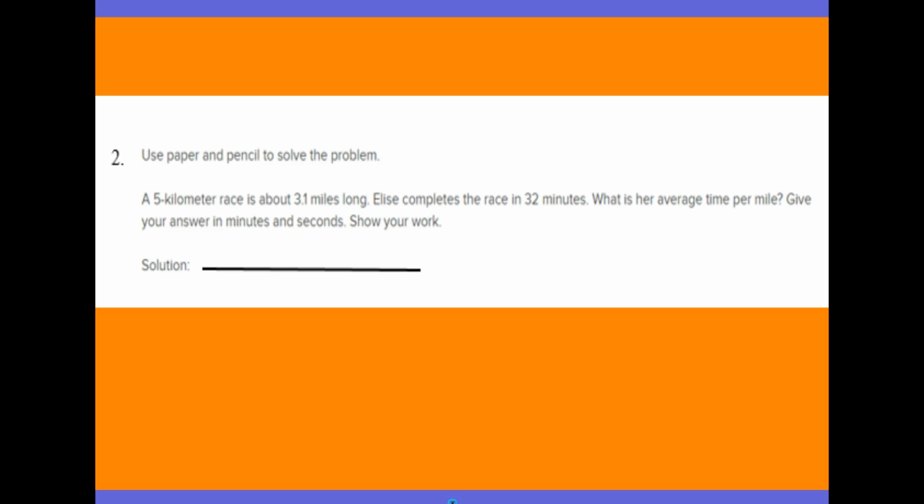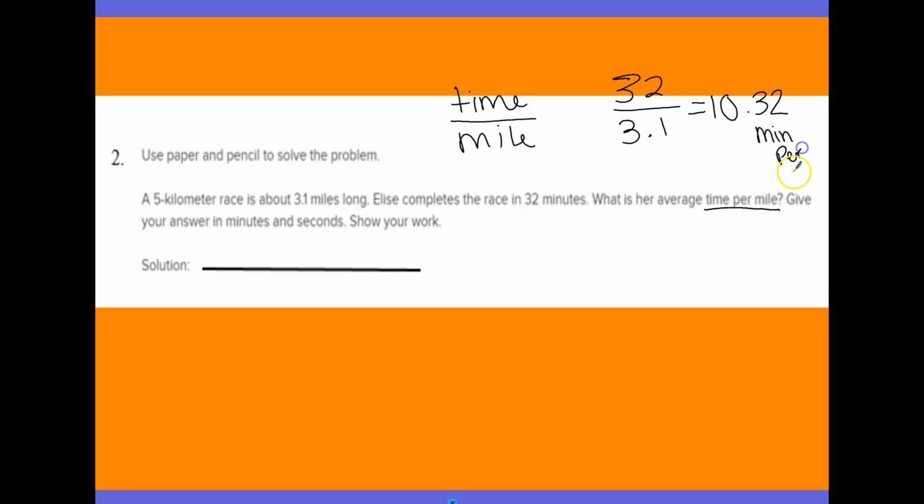So right away, when I see time per mile right here, I think of time divided by mile. It's important to know that time per mile means time over mile. So we have 32 minutes and 3.1 miles. When we divide that, you can use a calculator, we will get 10.32, and it keeps going, but we can just round it to the hundredth place, and that's going to be minutes per mile, okay? Minutes per mile.